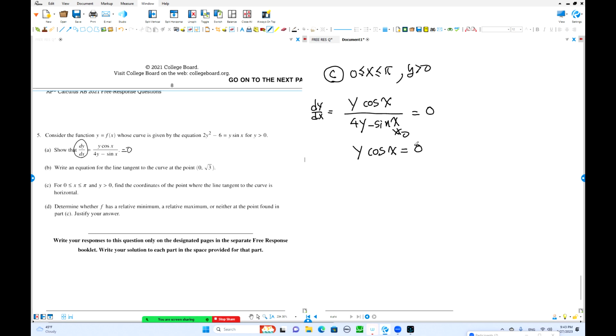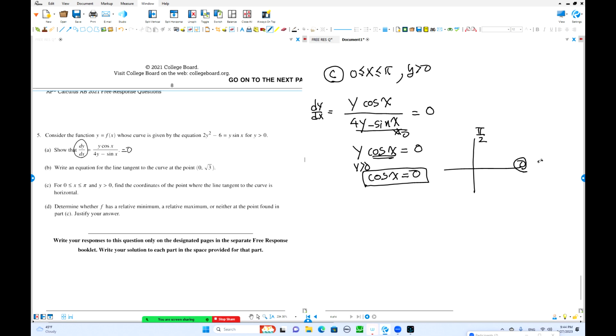When you find the values of x and y, the denominator can't be 0. Y is not 0, y is positive. So only cosine x should be 0. Are you okay with this? X is between 0 and pi. Where is cosine x equal to 0? Cosine x equals 0 at pi over 2, isn't it?